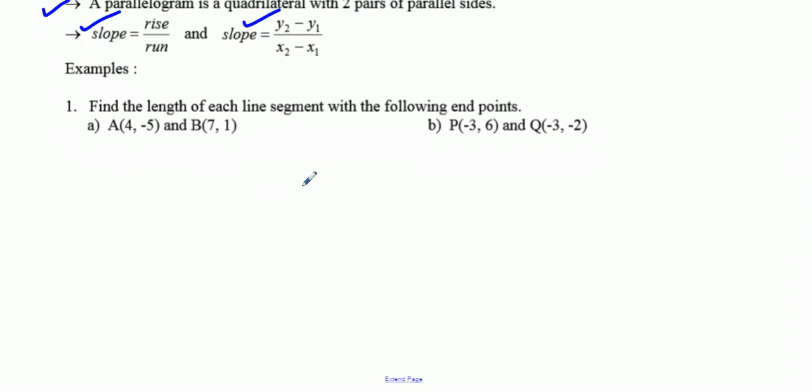Find the length of each line segment with the following endpoints. I'm just grabbing my calculator. I think I'm going to need it. All right, so I'm just going to write DAB. So it's the distance of line segment AB is going to equal the square root. I'm just going to write the formula out for you.